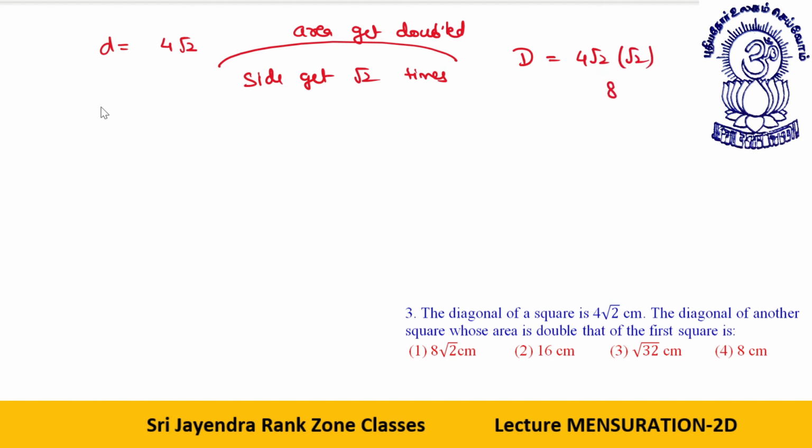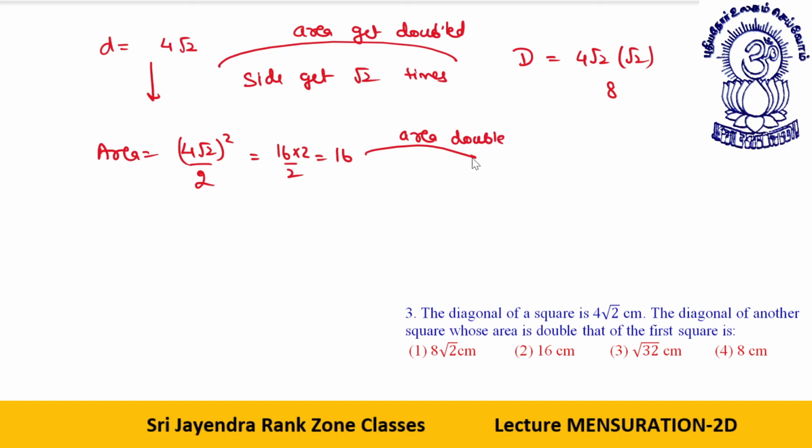Let me show you how. D is 4 root 2. Area will be what? 4 root 2 square by 2. That will be 16 into 2 by 2. That is 16. Now area doubled, so this area will be 32. 32 will be what? D square by 2, 16 into 2 by 2. This is clear.